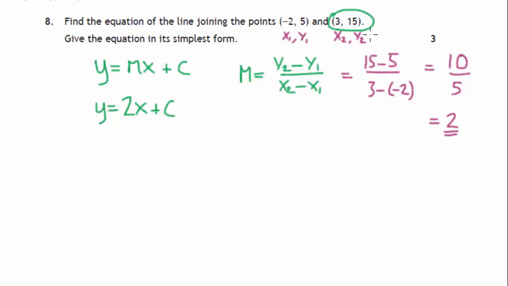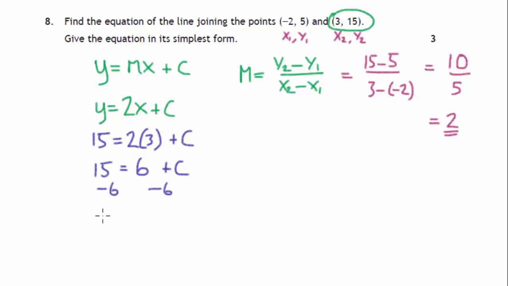So what we're going to do is y is 15, so 15 equals 2 times that x is 3 plus c. Okay, so 15 equals 6 plus c. So we'll just work out what c is if c plus 6 is equal to 15. So obviously we can subtract 6 from both sides and we end up with c equals 9. Okay, so that's where it cuts the y-axis.